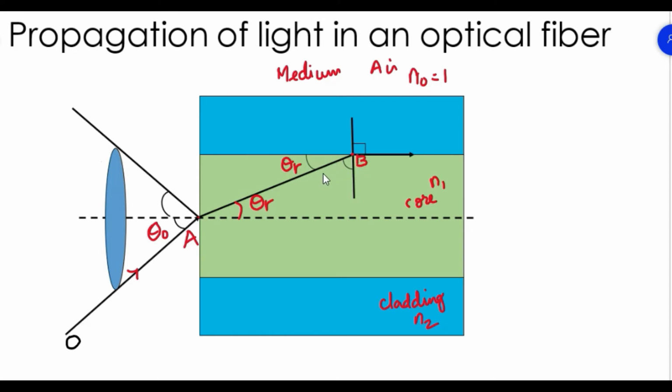So this 90 degree minus theta r is the angle of incidence for the interface point B and 90 degree is the angle of refraction. You can observe that the refracted ray moves along the core cladding boundary. So if I increase the 90 degree minus theta r angle of incidence to be more, then I can make the refracted ray to become a reflected ray. For this I am going to use Snell's law to get the relation for acceptance angle and numerical aperture.